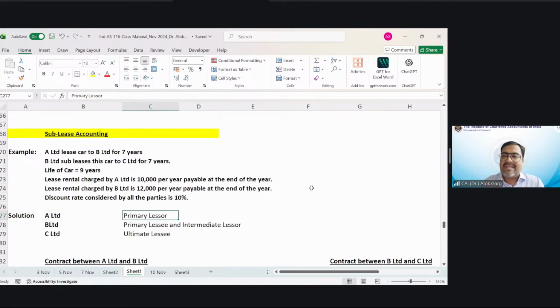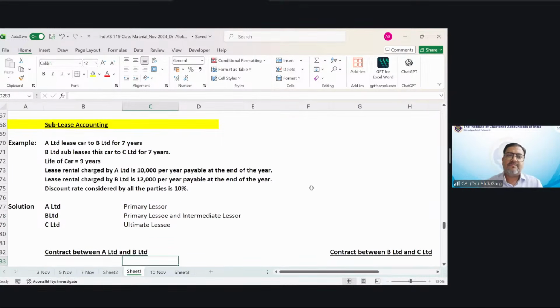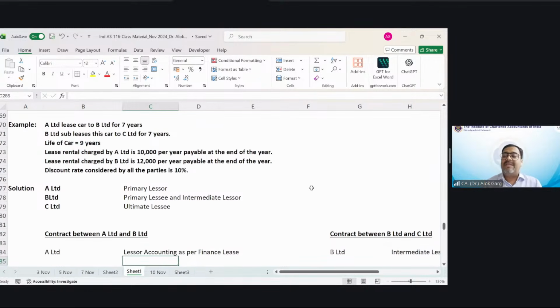A Limited is the head lessor, primary lessor, main lessor. B Limited is the primary lessee and intermediate lessor, right? And C Limited is the ultimate lessee. It is C who is ultimately using the asset for 7 years. Now let's do accounting one by one. The life of the car is given and the lease period is given. First of all, for doing sublease accounting, we will split the contract. Split the contract means we will evaluate the first contract separately and the second contract separately.